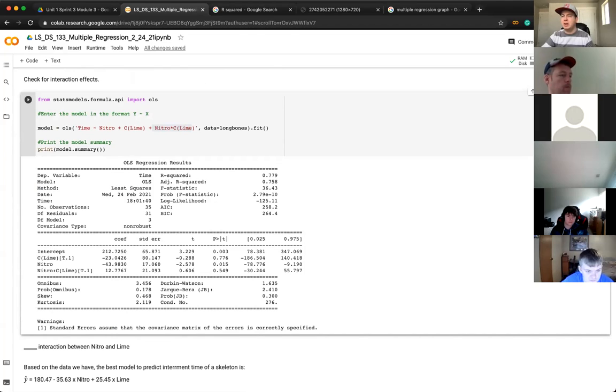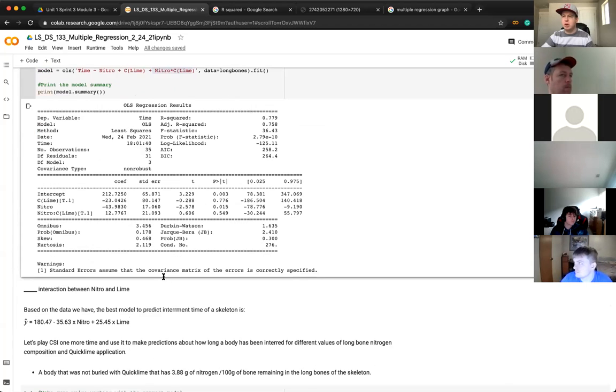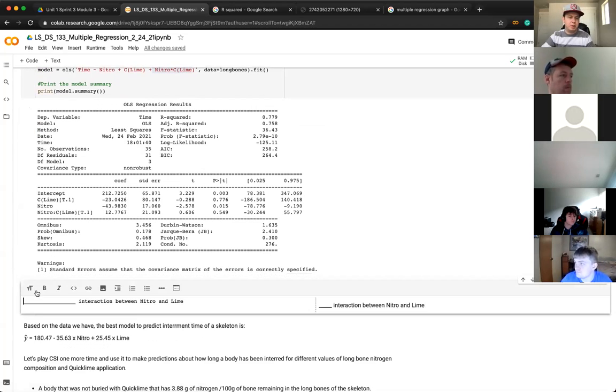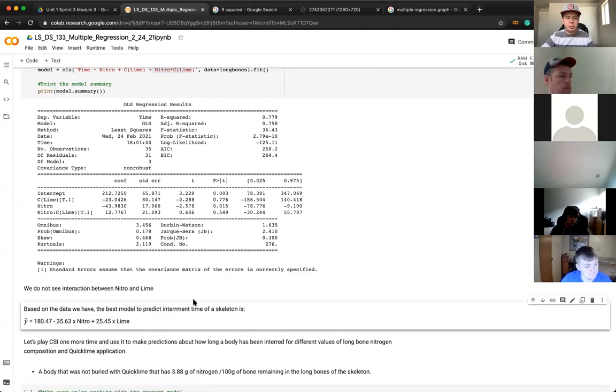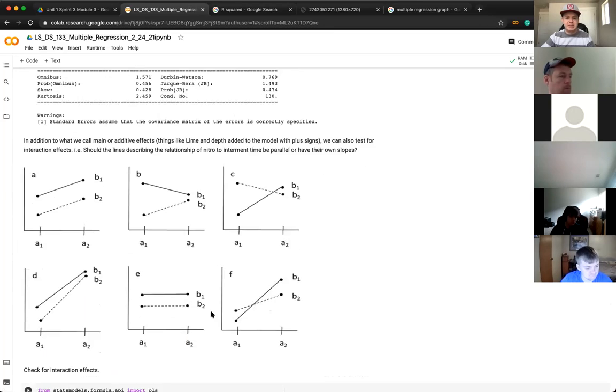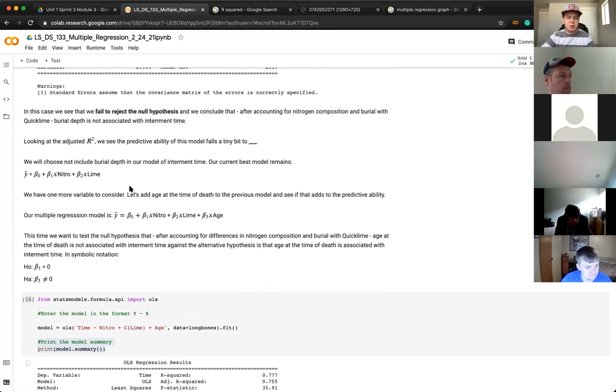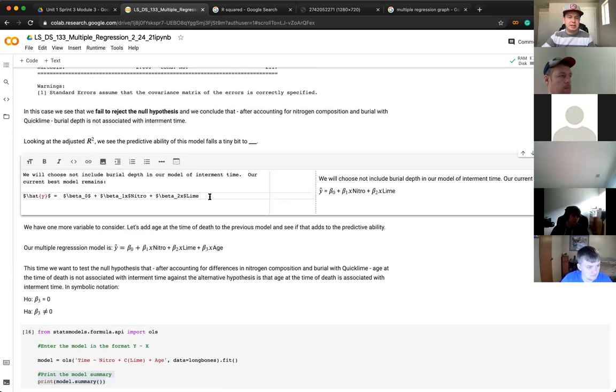Trying to follow my notes here to make sure I don't miss anything. Okay. So we do not see interaction between nitro and lime. So based on the data we have, the best model to predict interment time of a skeleton is, yet again, same as this one above, still our best model, right?